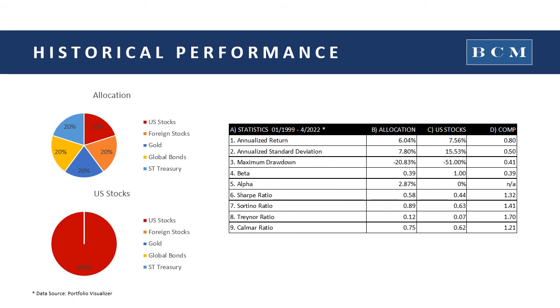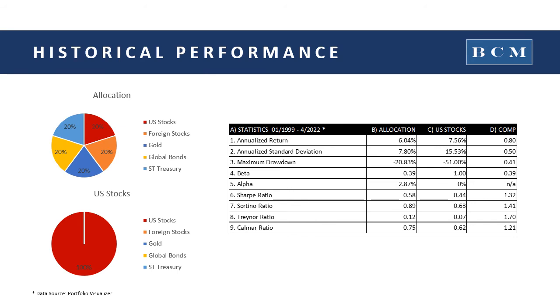The time period we're looking at is from January 1999 out to April of 2022. I kind of cherry-picked this time period, not only because of data availability, but also because it captures two of the largest market crashes in modern history, the dot-com crash, as well as the financial crisis. So let's look at the results on the table on the right. On row 1 of the table, we see annualized return.